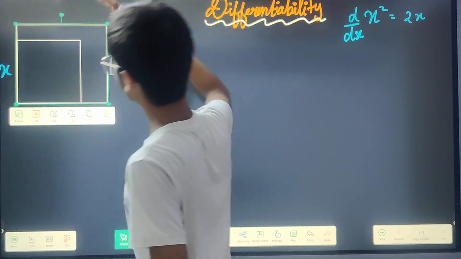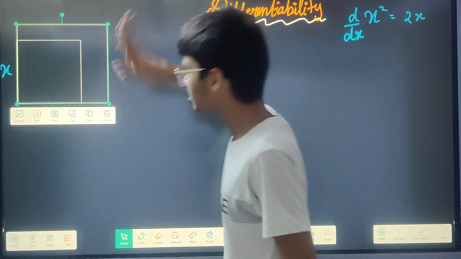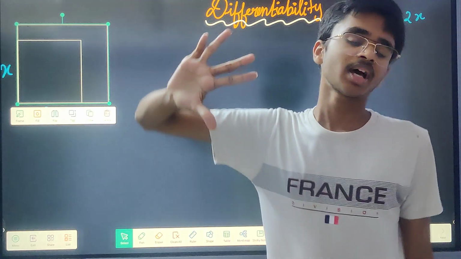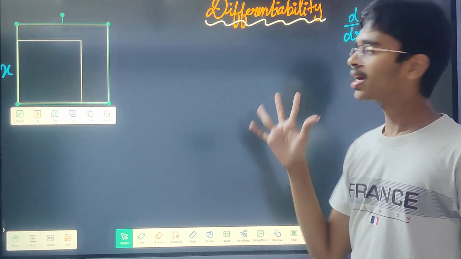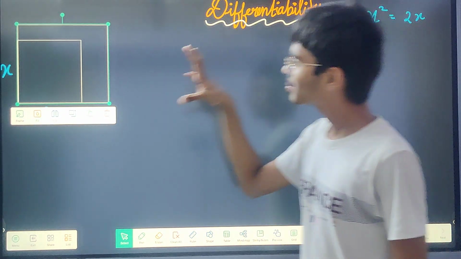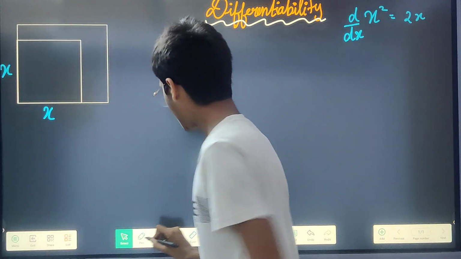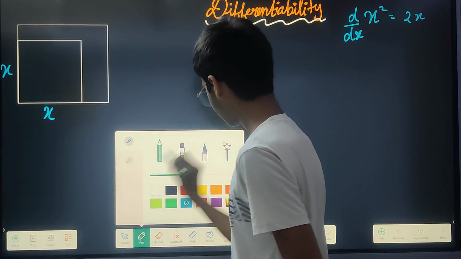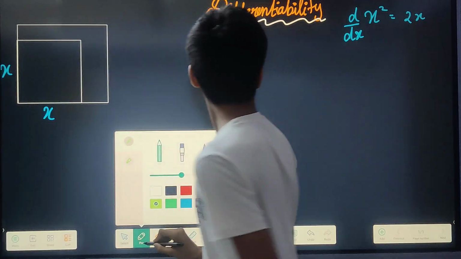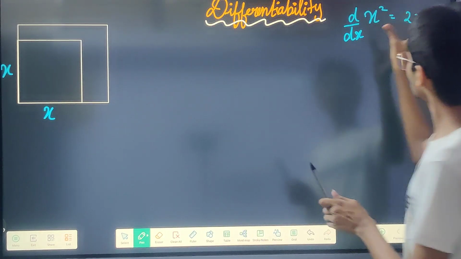You can also take a cube if you want, you can take anything you want, you can take a circle, but a square is the best idea or best way to understand, okay. It is the best idea that I have ever got, and also it is the best way to understand. Now I've made it a little bit bigger. Now what I'm going to do is, which color? This color. I will erase this, but you all know that.